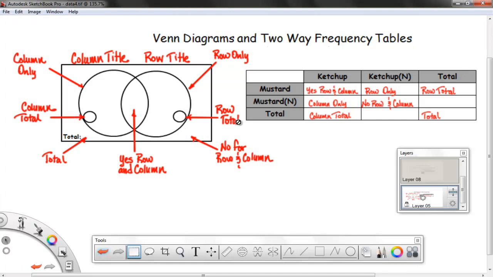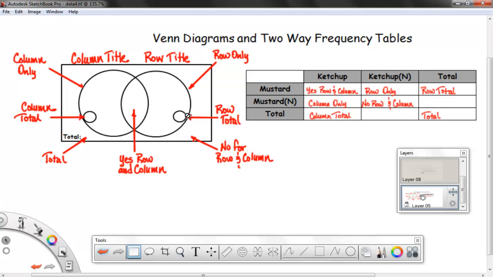And we also talked about somebody that doesn't like anything. That's the idea, that it's a no for the row and the column, and that number will go there. Now remember the column only. One way to find the column only, and you'll have to do this quite often, is you will take the column total right here and subtract the yes for the row and column. That will be the column only.